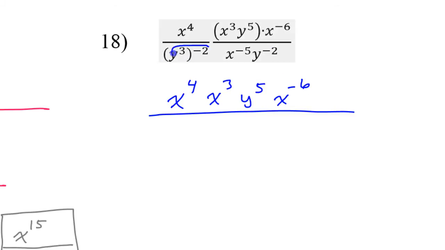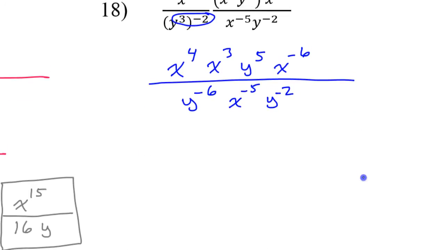Now down here I see some parentheses. But here I have a power raised to a power, which you know I'm going to multiply. So that's going to make y to the negative 6th power. And then I have the rest of it here. So x to the negative 5th power, y to the negative 2 power. So now my parentheses are all gone, which is a good thing to do first. Now I'm hunting for things that are the same.